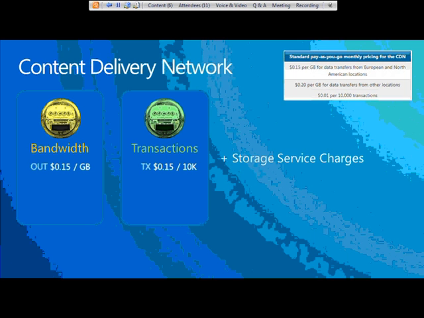In addition, the very first time somebody goes to one of these CDN nodes, if it doesn't have the content needed, it has to go out and get it from the storage service, and those charges apply for its bandwidth and its transaction fee.